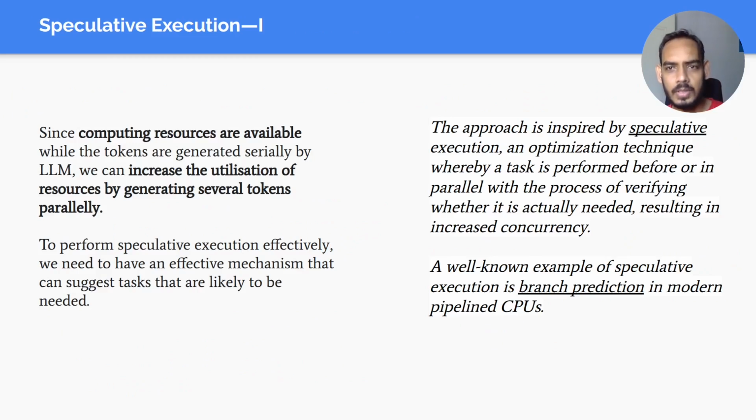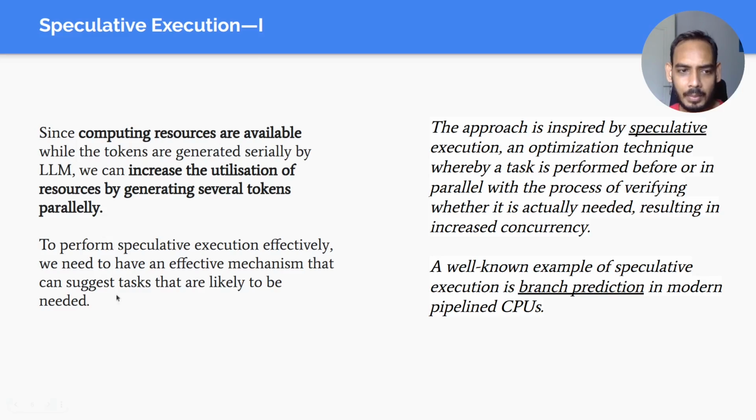So the first concept is speculative execution. When we talk about the computing resources available for you to utilize, what you can do is parallelly execute the decoding process. As I said earlier, there are 12 decoding steps to generate a 12-token sentence. What you can do is parallelly try to generate multiple tokens at a time and efficiently utilize the memory that is available with the GPU or TPU.